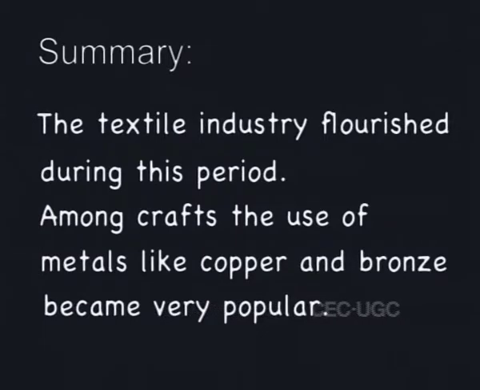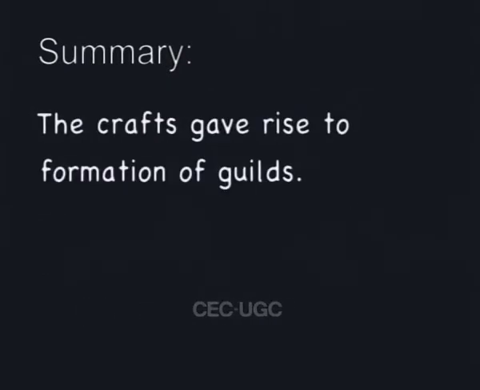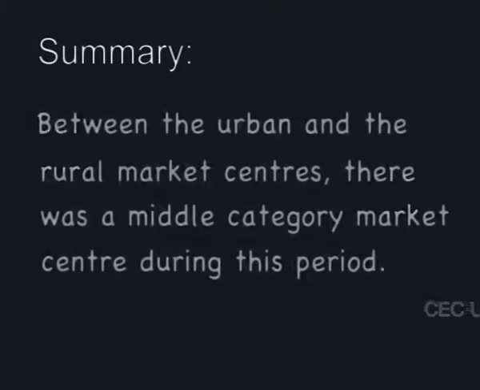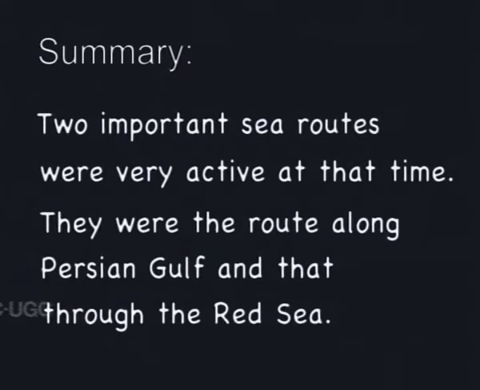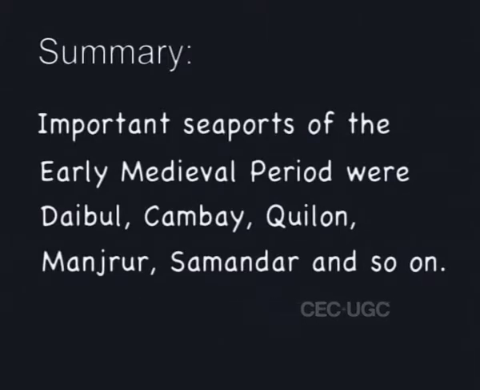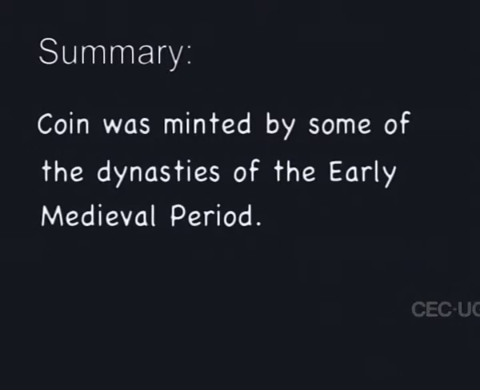Among crafts, the use of metals like copper and bronze became very popular. The crafts gave rise to the formation of guilds. Between the urban and the rural market centers, there was a middle category market center during this period. Two important sea routes were very active at that time: the route along the Persian Gulf and that through the Red Sea. Important seaports of the early medieval period were Daibul, Cambay, Quilon, Manjuru, Samandar, and so on. Coin was minted by some of the dynasties of the early medieval period.